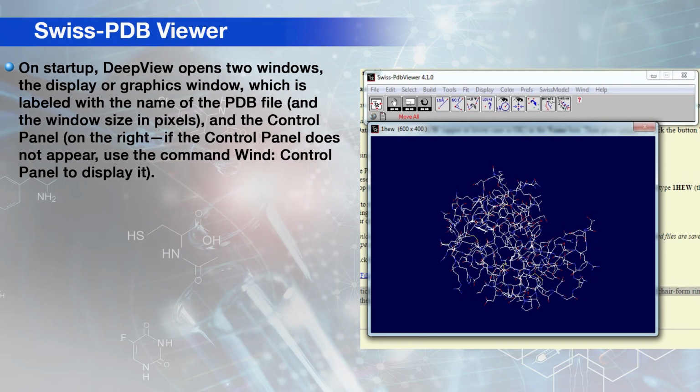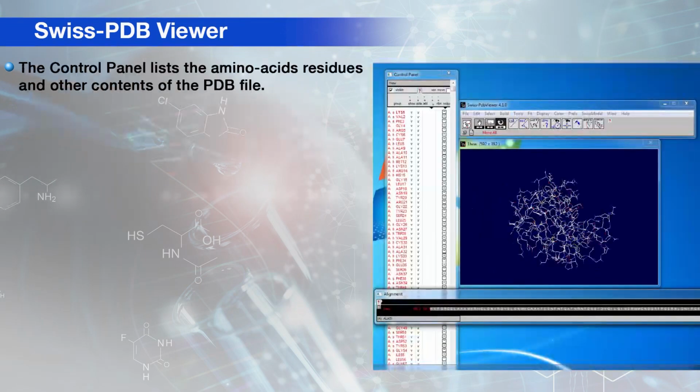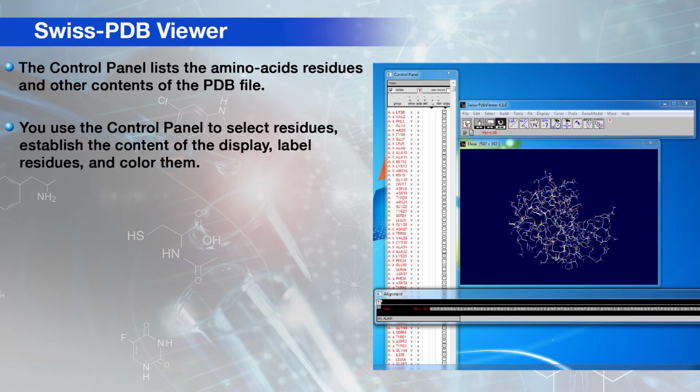On startup, Deep View opens two windows. The display or graphics window, which is labeled with the name of the PDB file and the window size in pixels, and the control panel on the right. If the control panel does not appear, use the command Wind: Control Panel to display it. The control panel lists the amino acids, residues and the other contents of the PDB file.